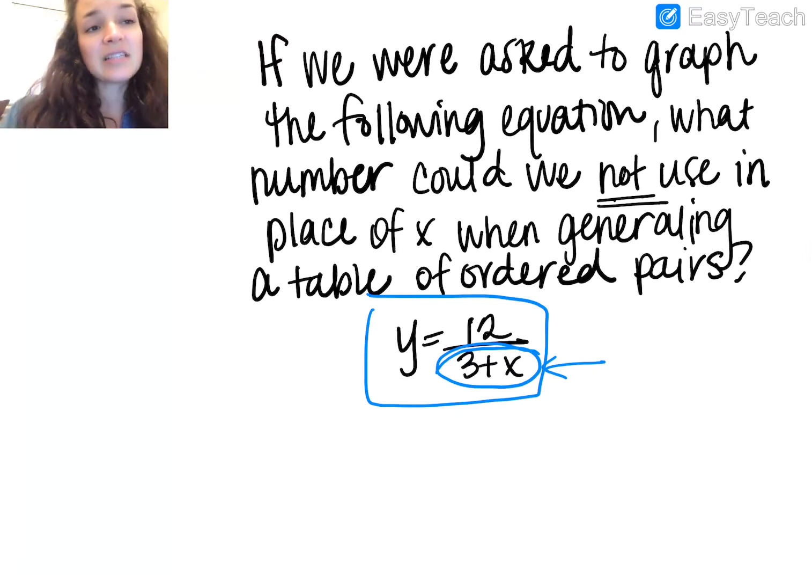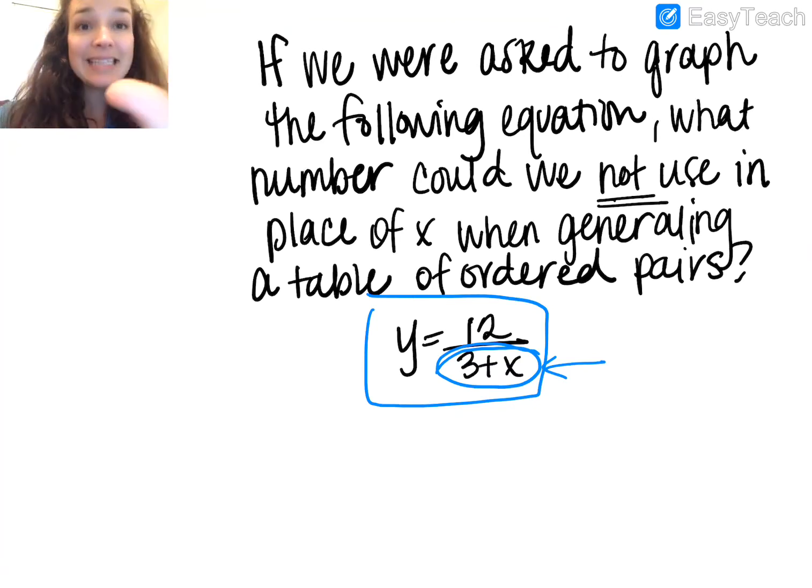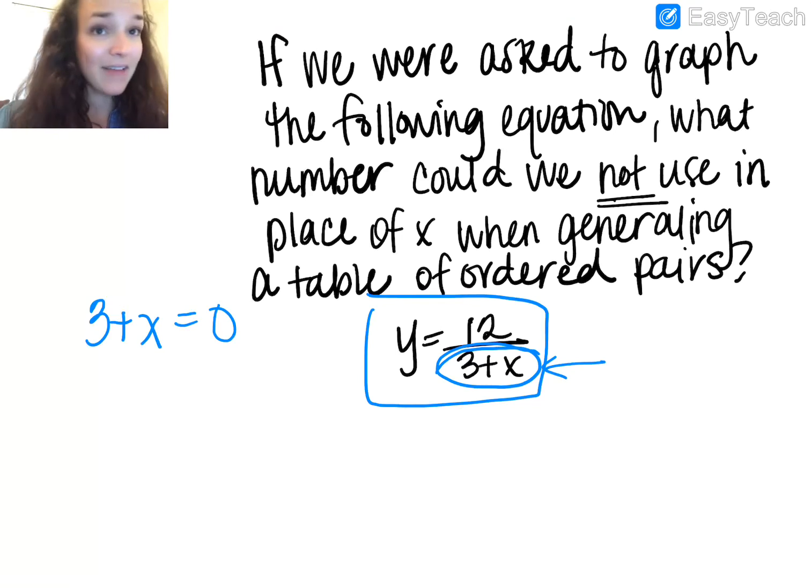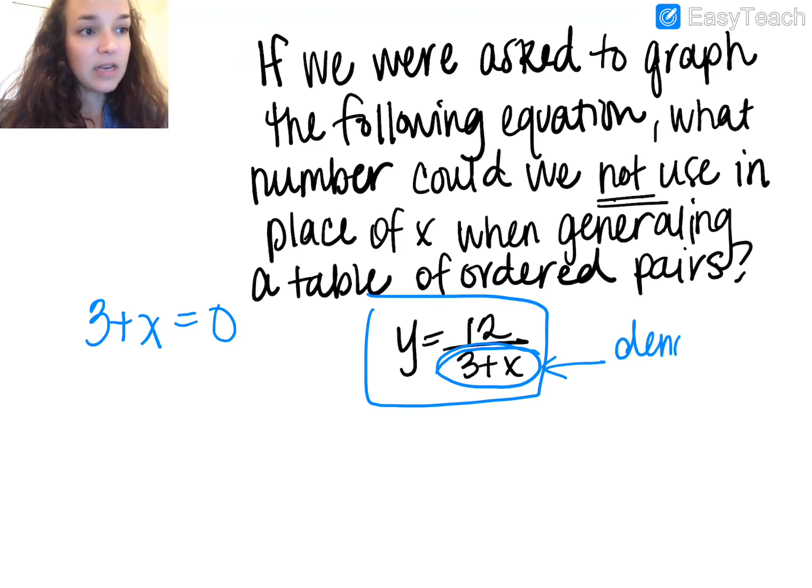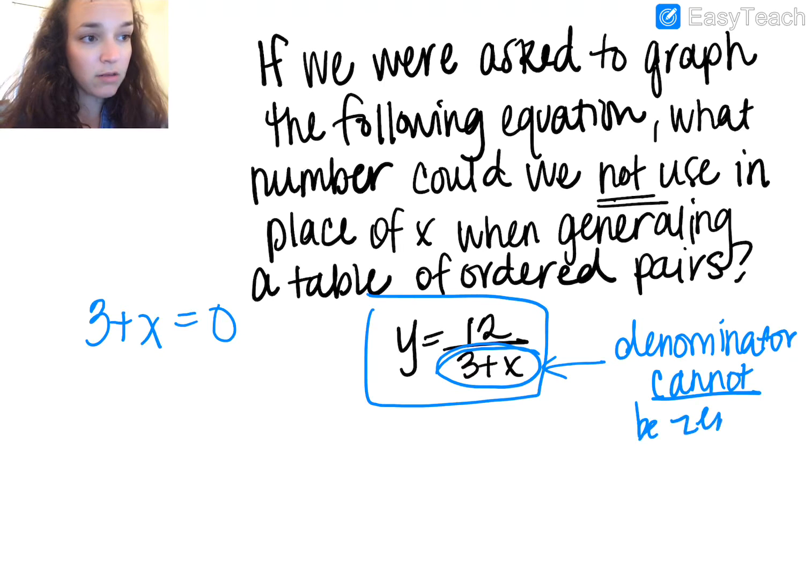So when the question asks us what number could we not use in place of x when generating a table of ordered pairs, it's saying what would cause that 3 plus x, that denominator, to be equal to 0. Because whatever that value is, we can't use that one because we don't want 0 to be in our denominator because it's a non-real answer. So just like that, if we're trying to graph this, it would not show up on the graph. So we have to be paying attention to that anytime there's an x in the denominator, okay? So remember that, denominator, which means the bottom of the fraction, right? Denominator cannot be 0, ever.